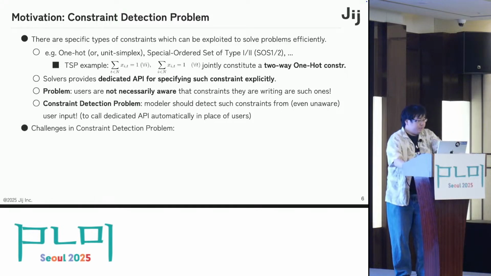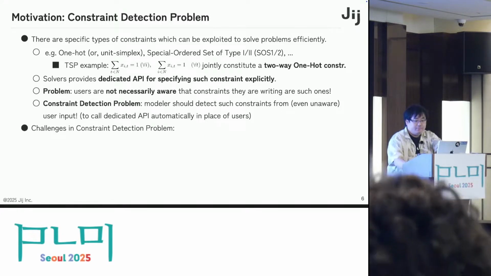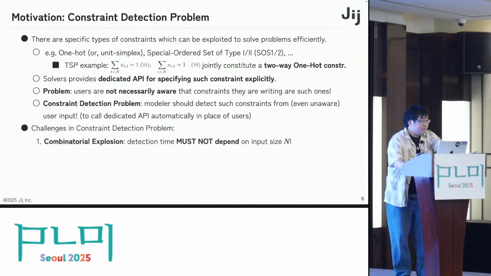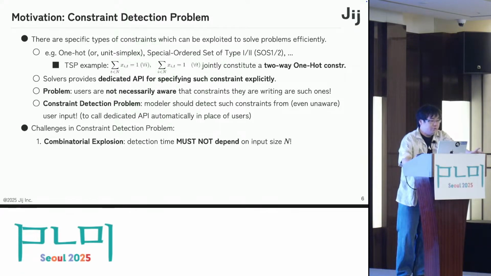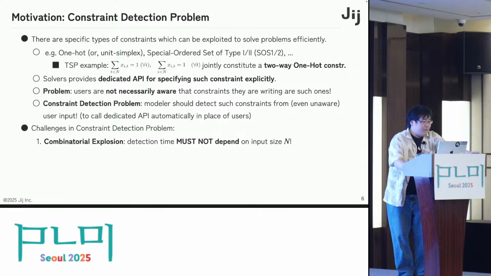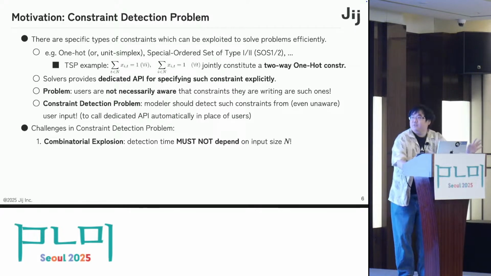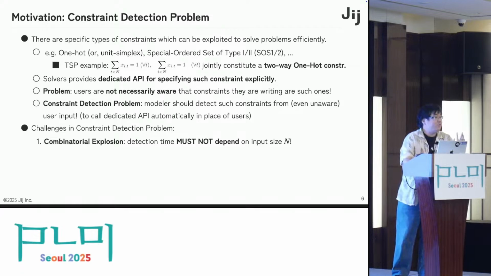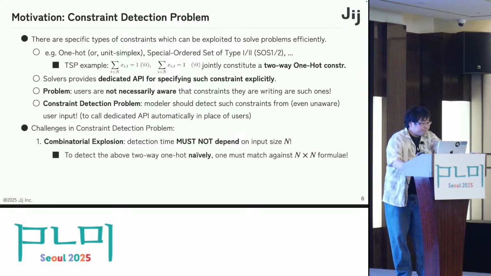Here are two challenges in the constraint detection problem we solved. One is to avoid combinatorial explosion. Detection time must not depend on input size. And here N is not the number of equations, but the actual input size, like in the TSP example, N is the number of cities. So it must depend only on the number of equations, but not on the actual real-world data size.